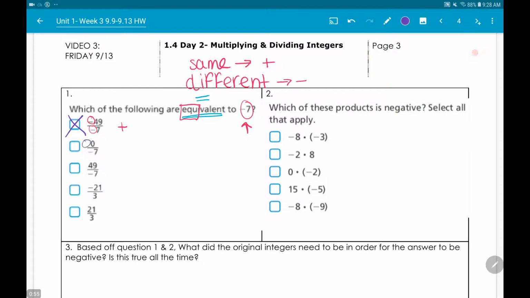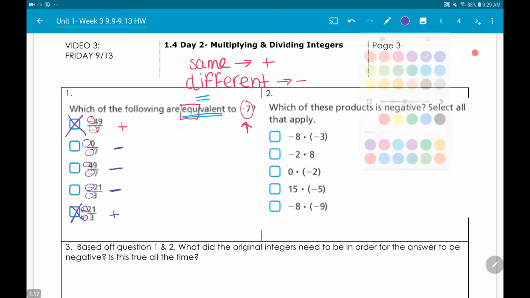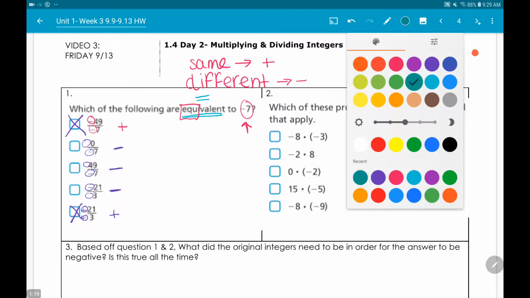Right here I have different, so that could potentially be negative. Here I have different, negative, different, negative. Same, because these are both positive, so this is positive, so I can cross that one out. All right, so now I look, which one's actually going to give me 7?